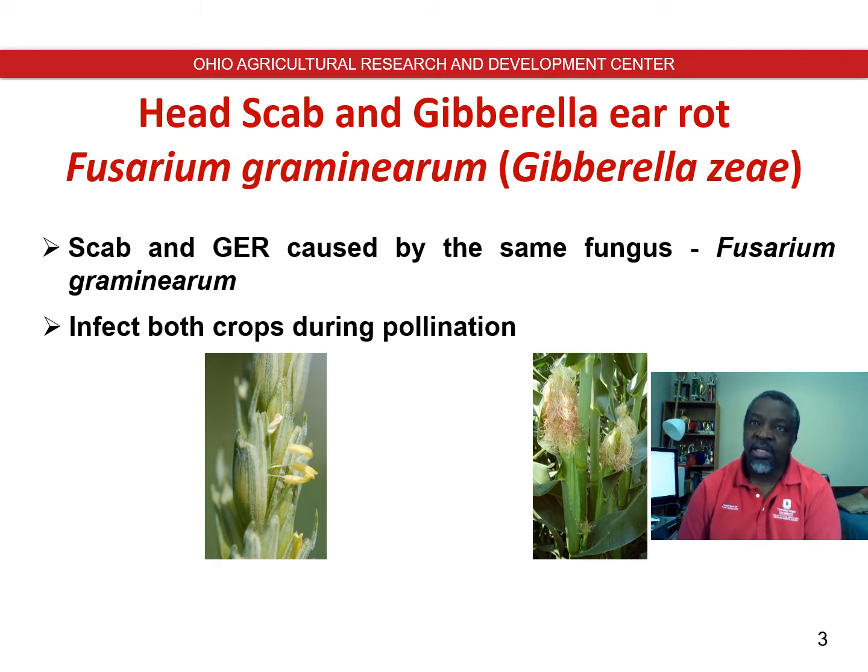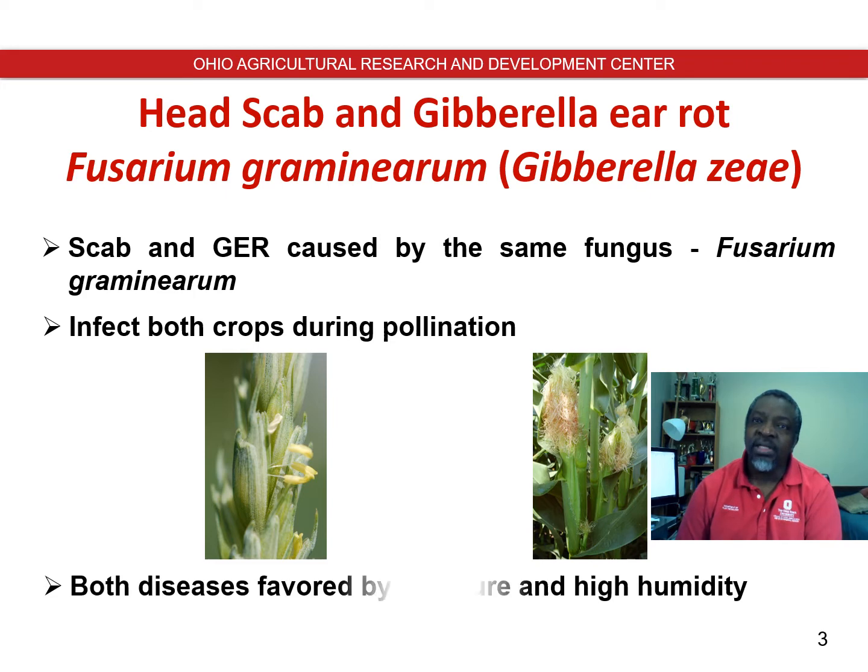Spores land on those silks, germinate, penetrate the ears, colonize the developing grain, and produce mycotoxins. Once conditions are wet and humid, this process occurs much quicker, and as a result, fungicides are needed to protect. So in both wheat and corn, fungicide applications for control of Gibberella ear rot and Fusarium head blight should be made during this pollination window.